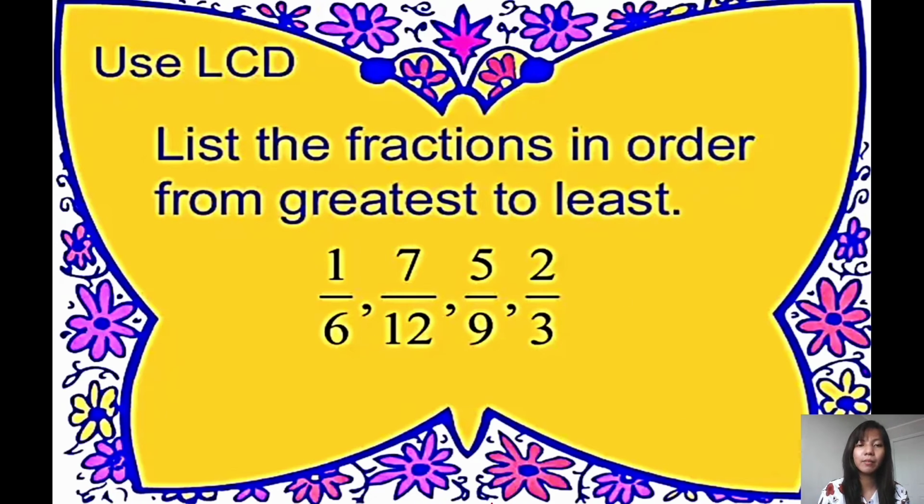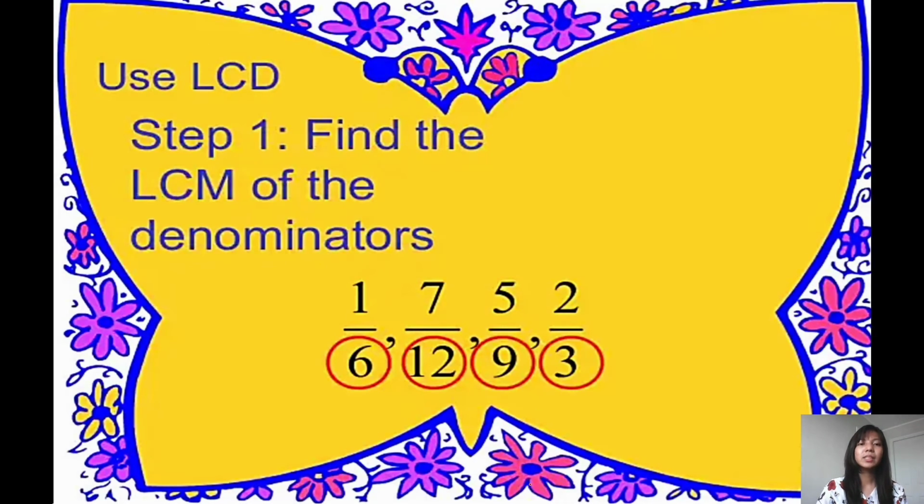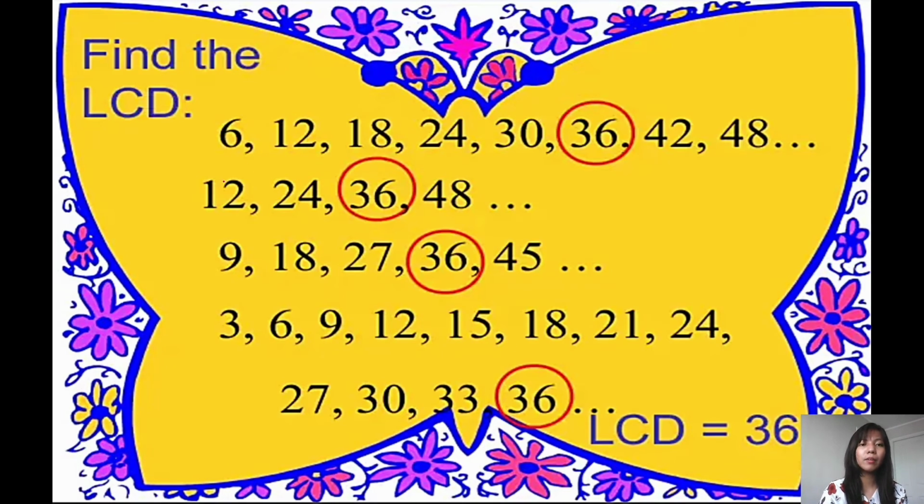So use the LCD. List the fractions in order, this time from greatest to least. So these are the fractions: 1/6, 7/12, 5/9, 2/3. Step 1, find the LCM of the denominators. What are the denominators? 6, 12, 9, and 3. This time, you can just do the listing method. I've taught you already the two methods in getting the LCM: prime factorization or listing method. In this example, it's the listing method.